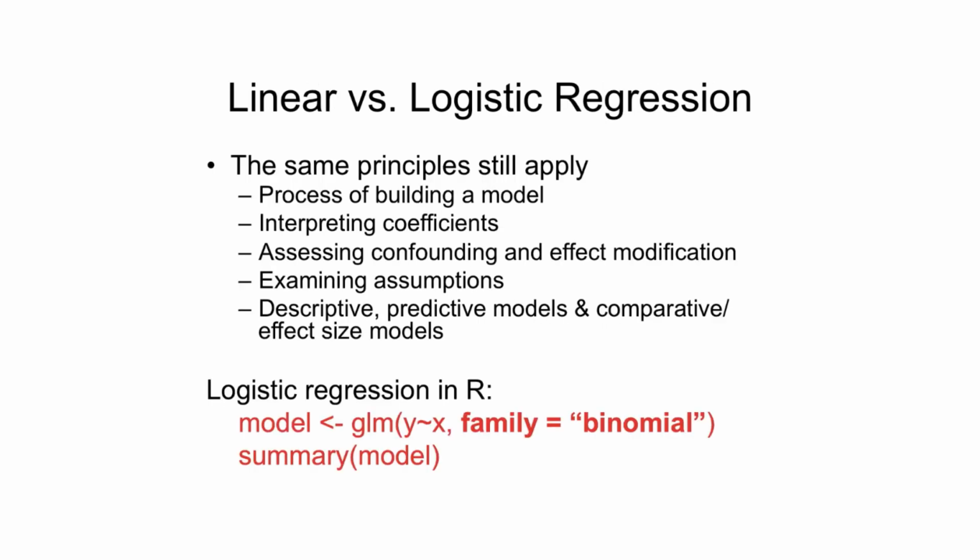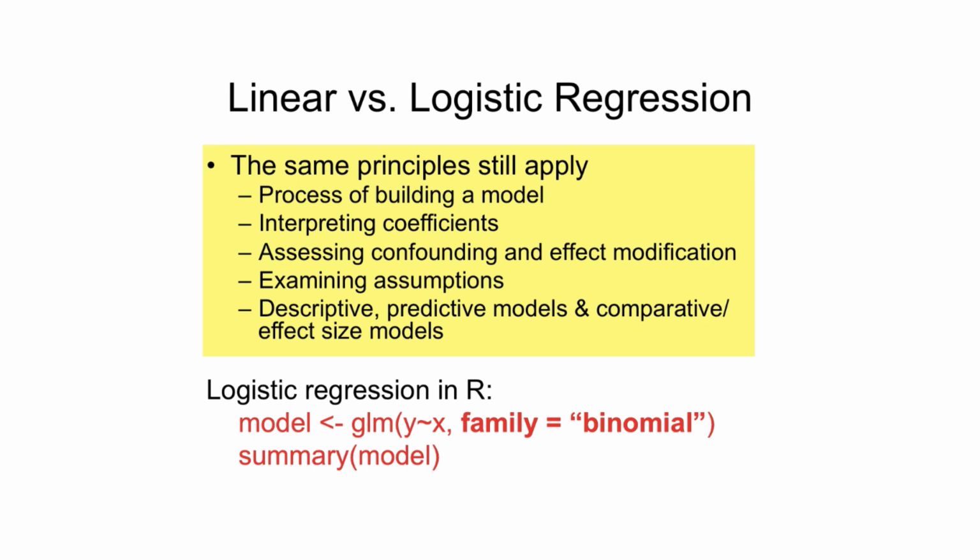Logistic regression is a form of generalized linear model. Generalized modeling means that we use some link function to link our nonlinear model to a linear model. With logistic regression, we use what's known as a logit link, also known as a logistic link or log of the odds. However, with logistic regression, the same general principles of linear regression apply. We still follow the same general process of building a model, interpreting coefficients, assessing confounding and effect modification, and examining assumptions. And you can also have descriptive, predictive, or effect size logistic regression models.